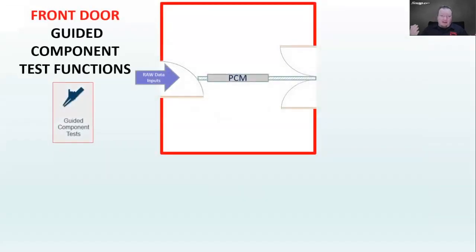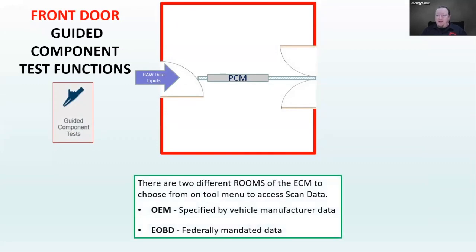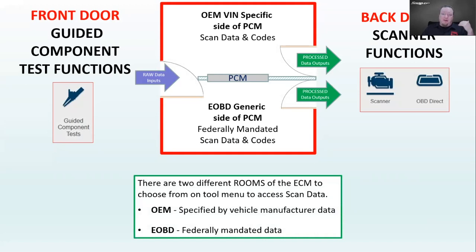Speaking of having differences in data and so on, you may have heard me before talk about a vehicle's computer like a house. It's got a front door and it's got a back. But what we don't always talk about is that there are two rooms inside this PCM as well. They both take the same raw data. So we have one main input, one main front door, but we have the OEM VIN specific side and the EOBD generic side of the PCM.